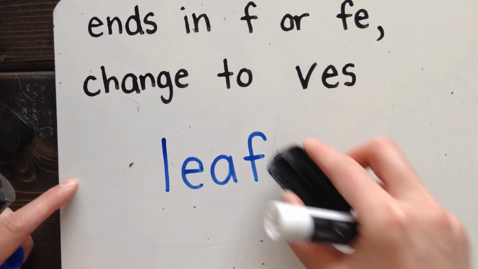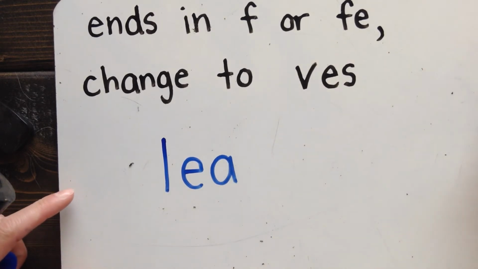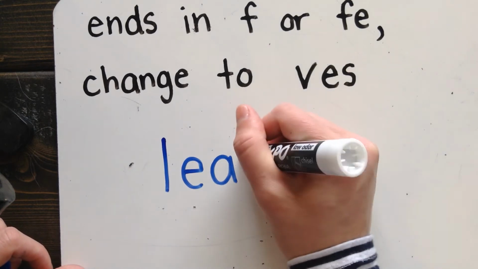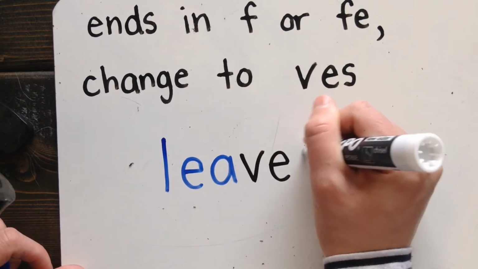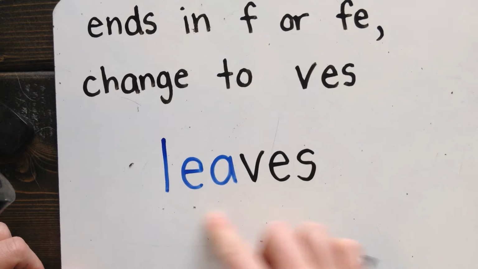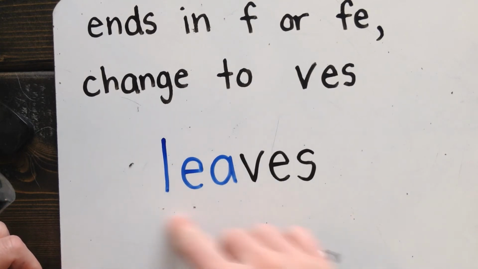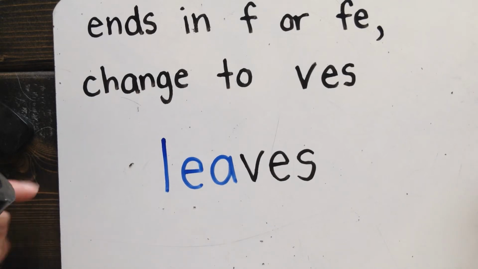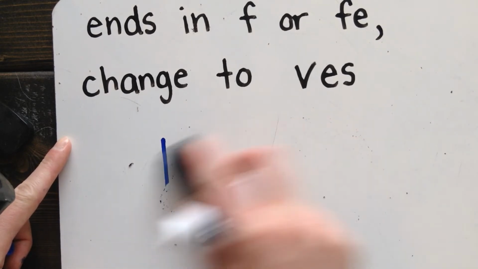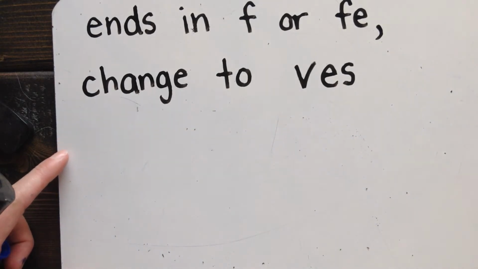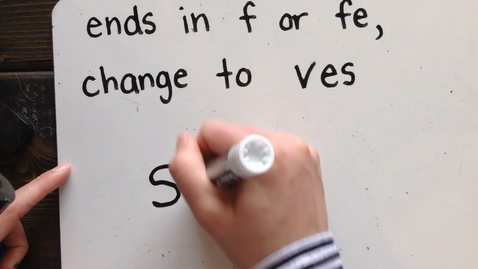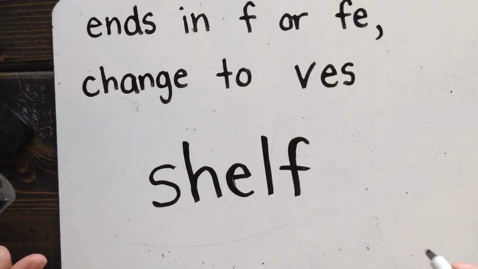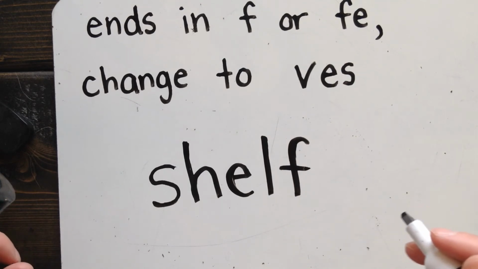So that prompts me to change the end, the F or the FE, into a VES. Leaves. There are many leaves on the ground. That sounds a bit better. Let's look at one more example of this. Here's our noun. Shelf. I have a book on the shelf.